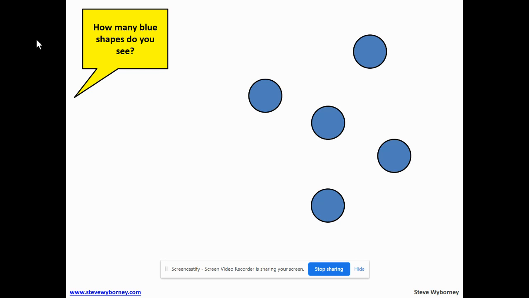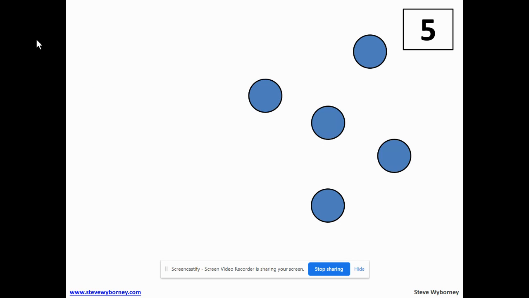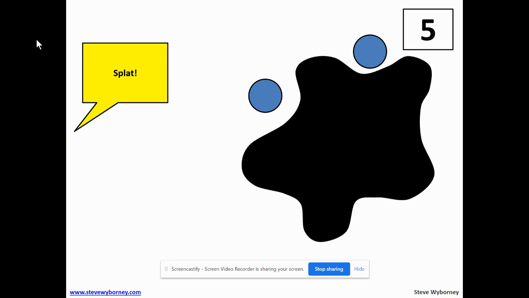It has some little blue circles, and you say, boys and girls, how many blue shapes do you see? And they start counting them, and you go, yeah, five. Maybe you're doing this on Zoom, and they write five in the chat. Maybe you pick a random student, whatever you're going to do. Then it goes splat. You can ask the students, well, now how many blue circles do you see? And maybe in the chat they comment, maybe you pick a random person on Zoom, whatever, and you call on that person.